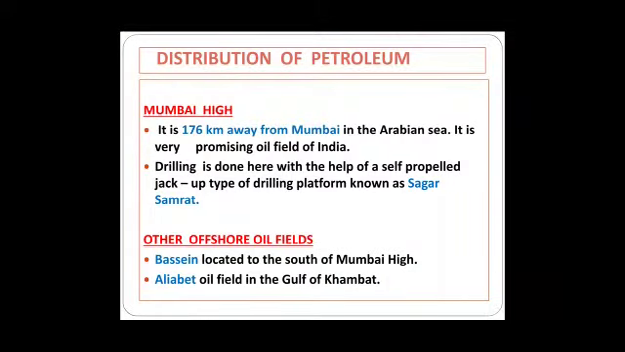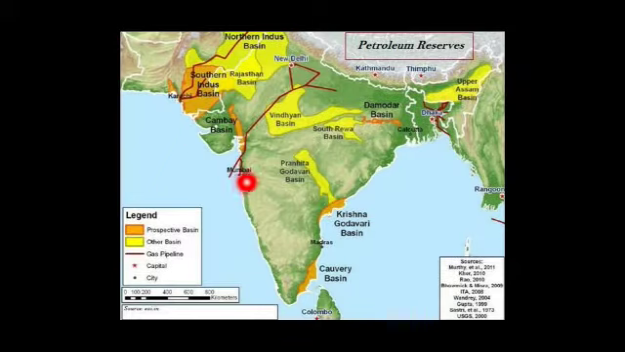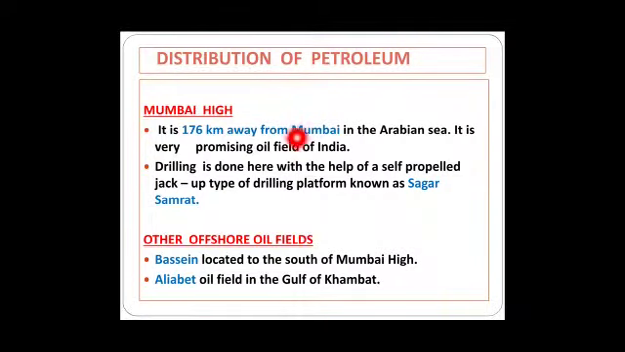Now the next, distribution of petroleum. Mumbai High is 176 km away from Mumbai in the Arabian Sea. So in the Arabian Sea is the Mumbai High, 176 km away from the mainland of Mumbai, and this is one of the most promising oil fields, and here a self-propelled jack-up is used to drill the platform. Self-propelled means it moves automatically, and it is known as Sagar Samrat. This drilling platform is known as Sagar Samrat.